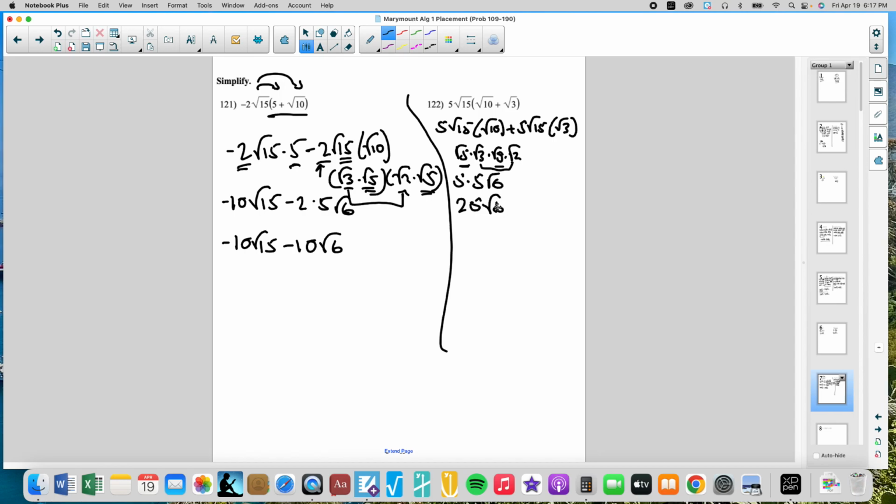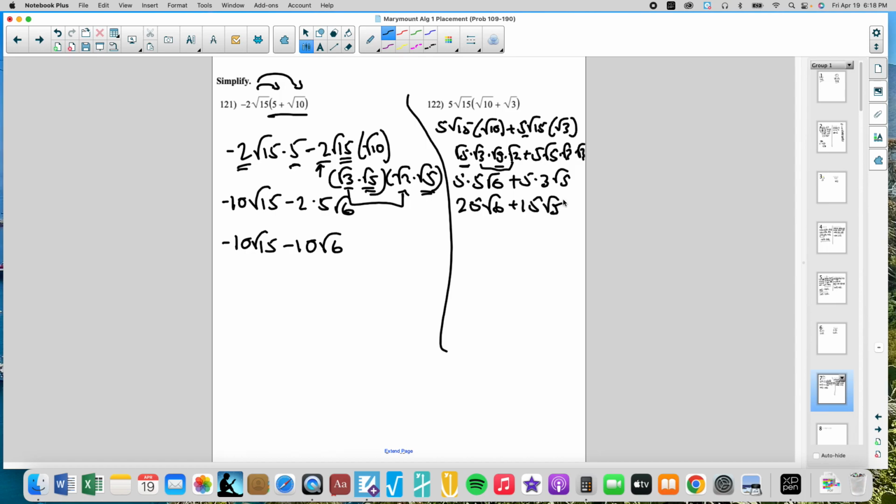25 rad 6. And now we have 5, so that's plus 5. Rad 15 is rad 5 rad 3 times the rad 3. So that's going to give us 5 times 3 rad 5, which is 15 rad 5.